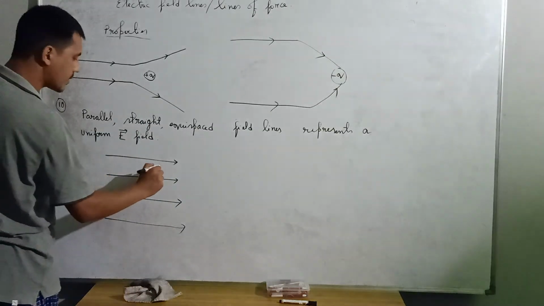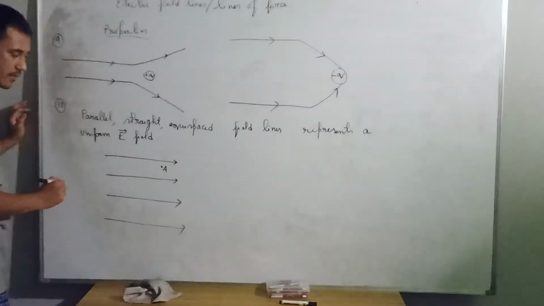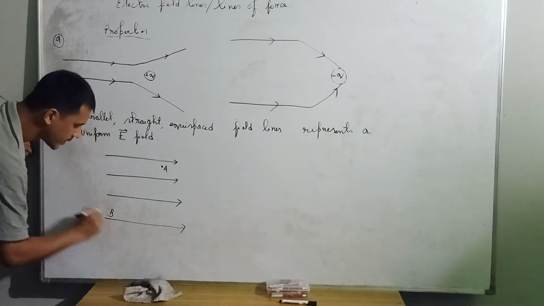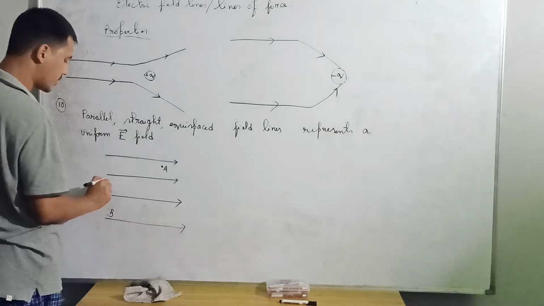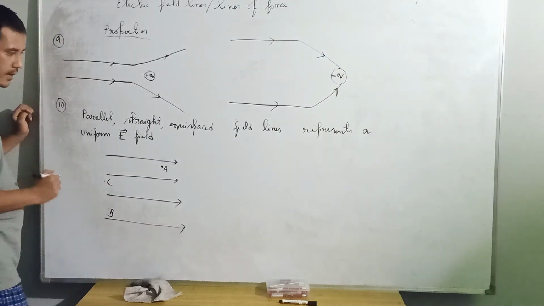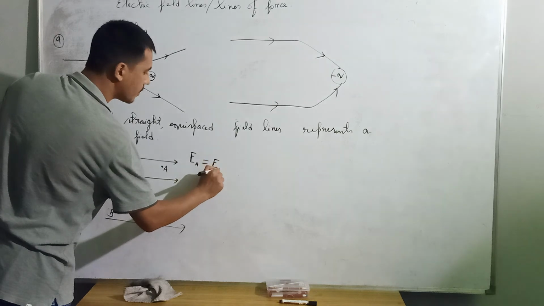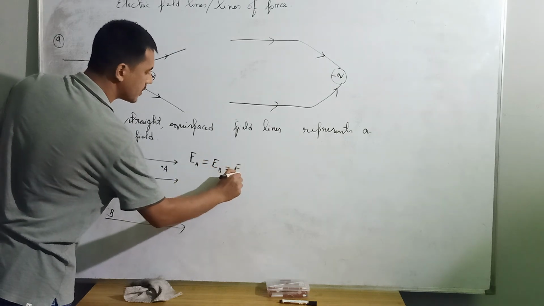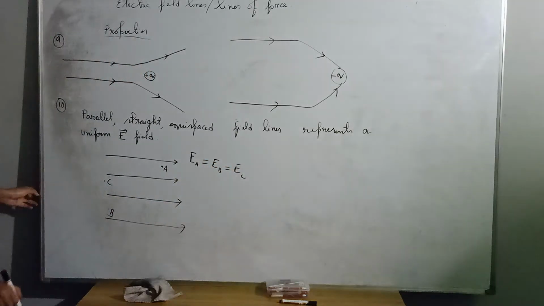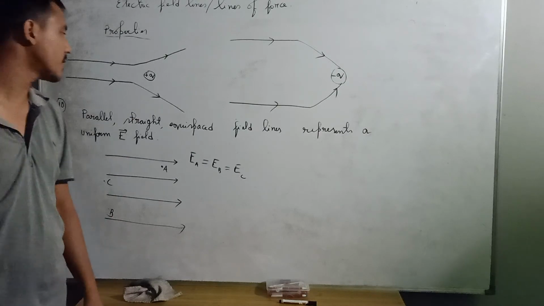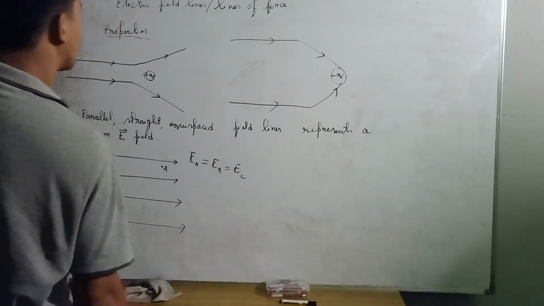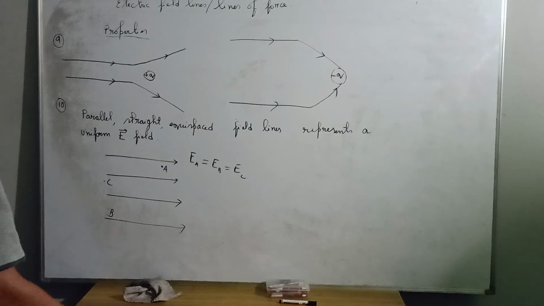Suppose you want to find out the electric field at point A, the electric field at point B here, and the electric field at this point C here. Then the electric field at point A will be equal to the electric field at point B, which will be equal to the electric field at point C. Is it okay? So parallel, straight, equispaced field lines always represent a uniform electric field.